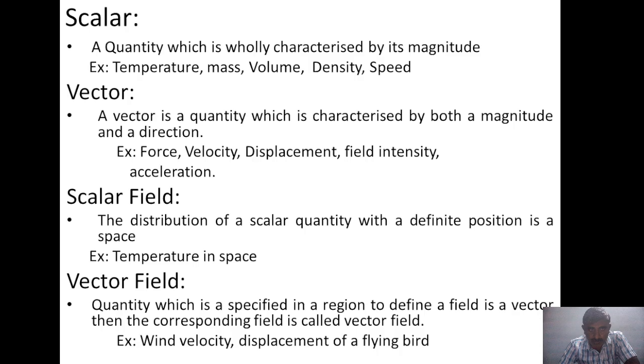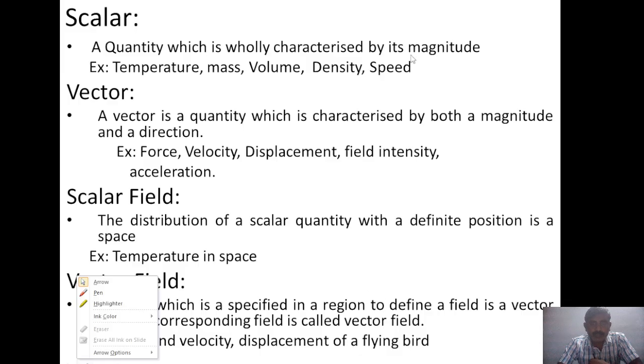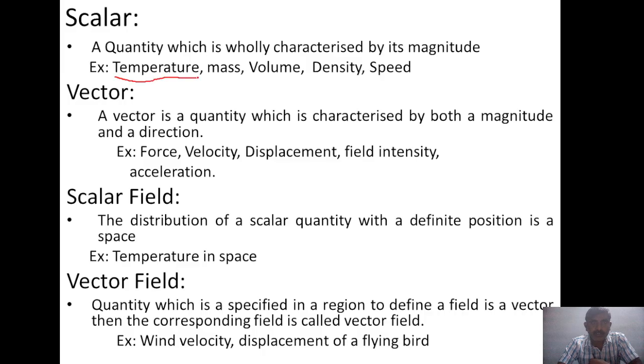Good morning, students. Today we are going to discuss some basic concepts about scalar and vector. A scalar is a quantity which is characterized only by its magnitude. It does not involve any direction. For example, temperature in a particular place, we can say it is 20 degrees Celsius. Similarly, mass, volume, density. All these are examples of scalar quantities.